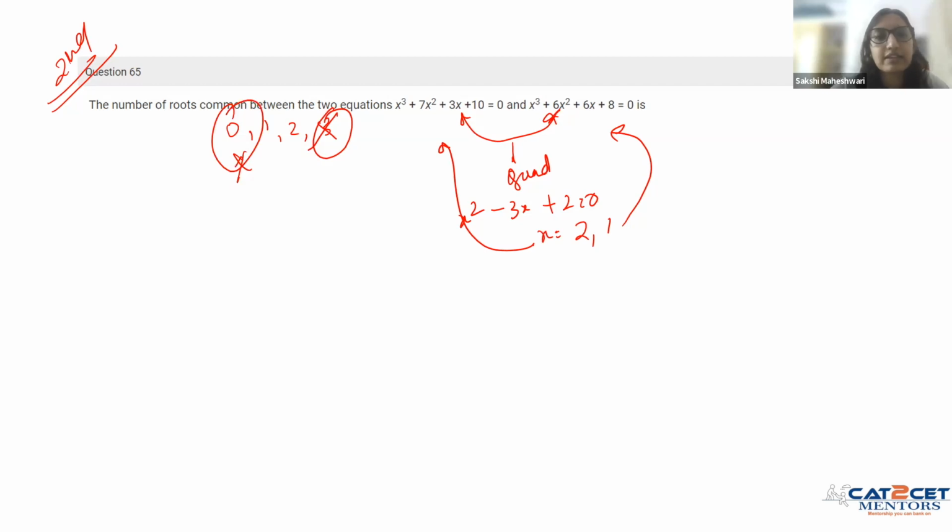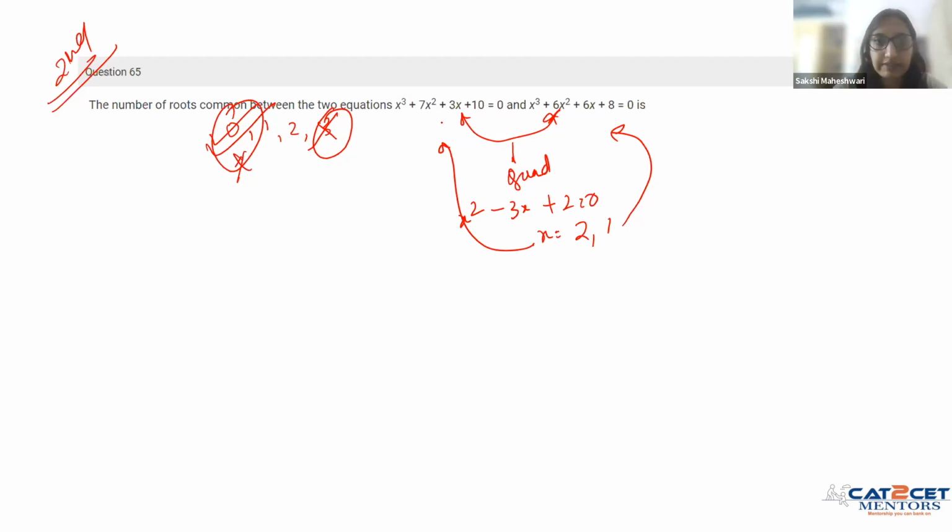Do they satisfy? Just check it once fast. Can you please check if 2 and 1 satisfy both of these equations? No? Okay, so this equation has zero common roots. Are we clear? But I'll repeat. These equations can have 0, 1, 2, or 3 common roots. Now they won't have 3 common roots, because if there were 3 common roots, then both of these equations would be the same, right?